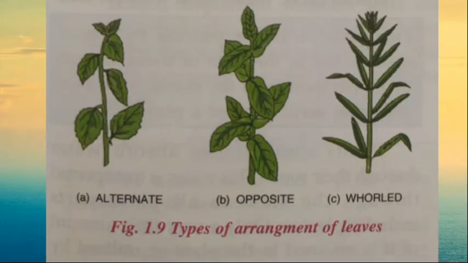The first arrangement is alternate. Only one leaf arises from each node in this type of arrangement and the next leaf arises from the next successive node. The second type of arrangement is opposite. In plants like jasmine and guava, two leaves arise at each node on the opposite sides of each other. That is why this arrangement is known as opposite arrangement. Third one is the whorled arrangement. More than two leaves are attached at each node, arranged in a whorl.